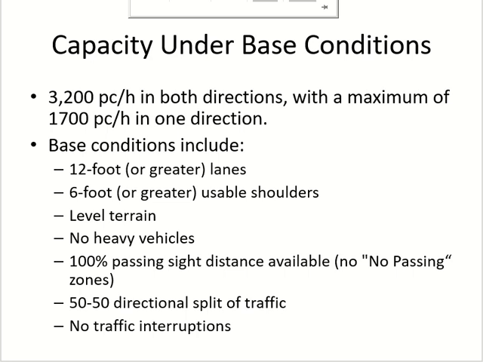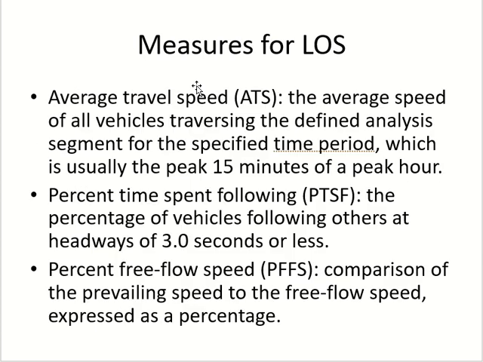Which is the third type of uninterrupted flow facilities we are doing. We discussed the classes of two-lane highways, and we discussed the design standards. According to the class, and this is the capacity under ideal conditions, and the ideal conditions are mentioned here. According to the class, you have to find out one of these three things to find out the level of service: either the average travel speed, or the percentage time spent following, or the percentage free flow speed.